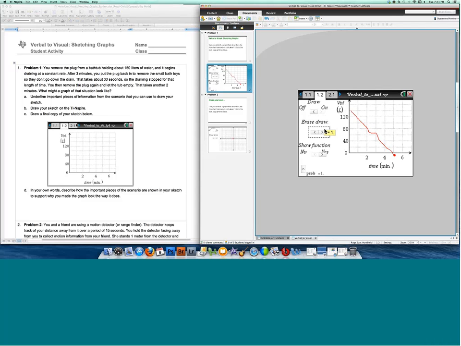Okay, you'll notice again, we can't erase it. It's a sketch. It's all we need to do. And then now we're going to show the function. So click that slider on. That was a nice job. That was good. Will all of your students' sketches look exactly like that? Probably not.